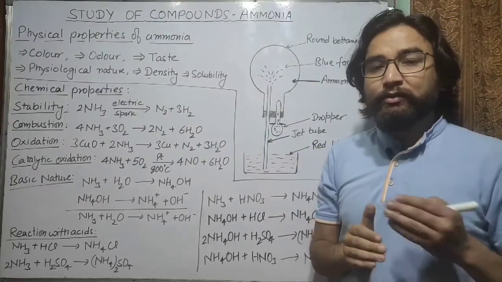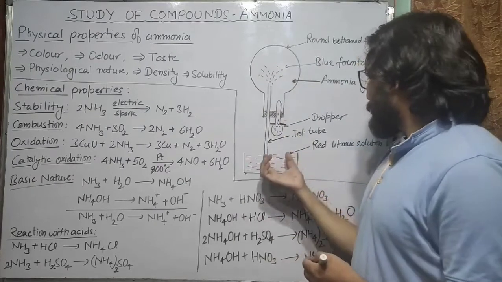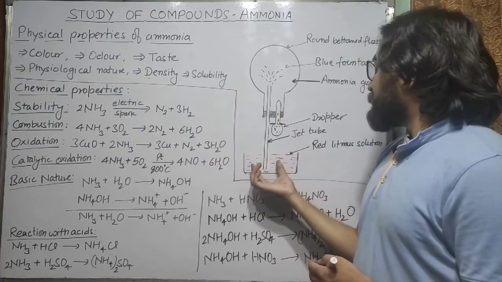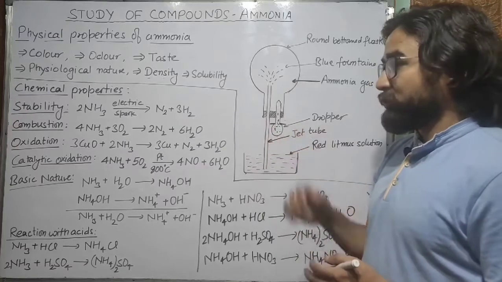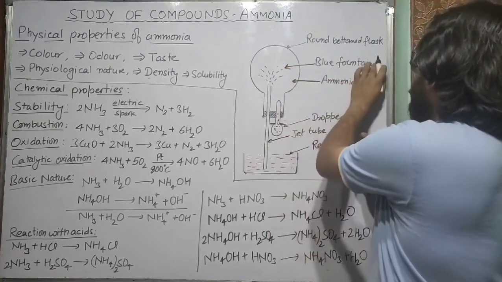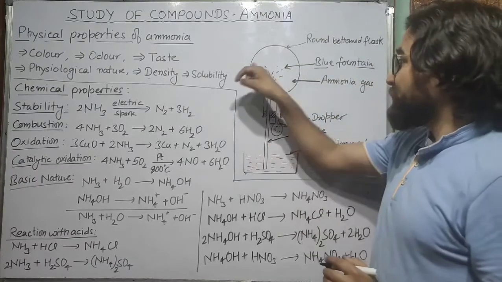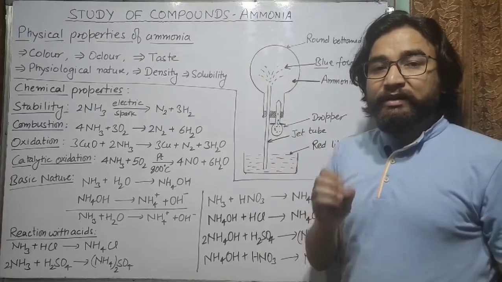So after that, you know what happens? After that, when the partial vacuum is created, the red litmus solution will be sucked up in the jet tube and you will observe a blue fountain, not a red fountain but a blue fountain. Why? Because ammonia is basic in nature.